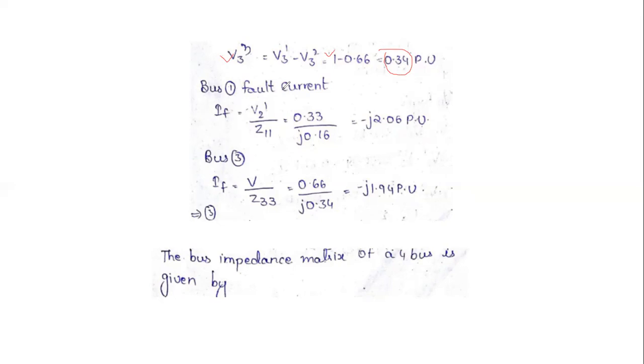Next, the bus 1 fault current. We calculate the fault current at bus 1, therefore IF is equal to V2', where V2 means the voltage at bus 2 during the pre-fault condition, divided by Z11. Why? Because we are considering Z11, the fault is obtained at bus 1.